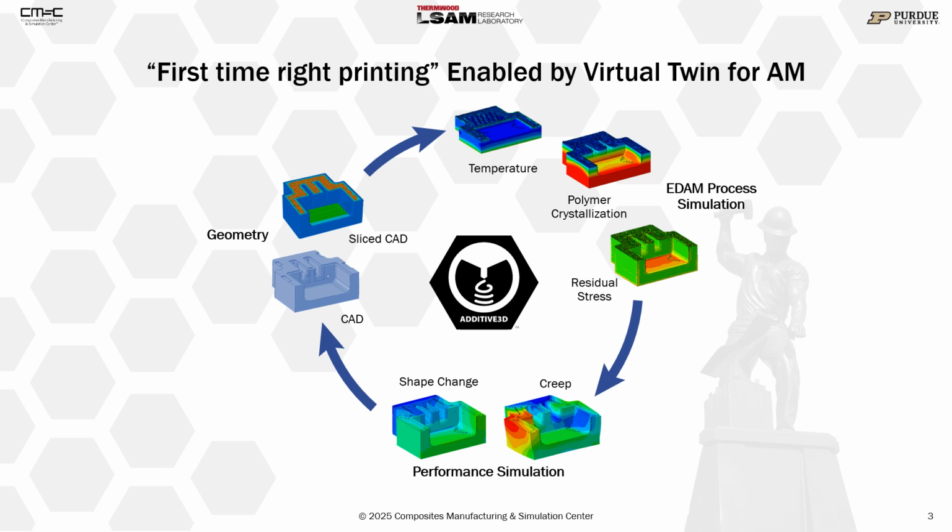In other words, how the part is going to creep as it's subjected to multiple autoclave cycles if it's an autoclave tool, or how the shape of the printed tool is going to change as it's being heated or cooled down in an autoclave operation. This way, we can ensure that we can produce the right part shape the first time. Let me now dive a little into what is under the hood of ADDITIVE3D.